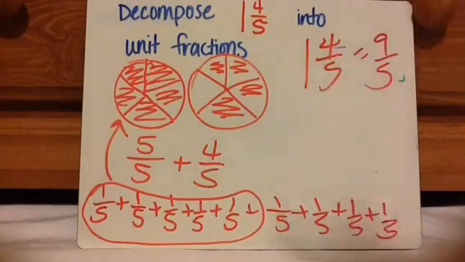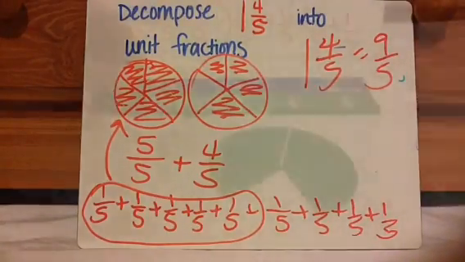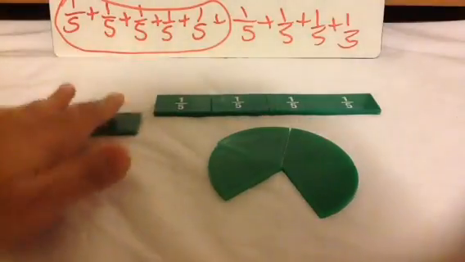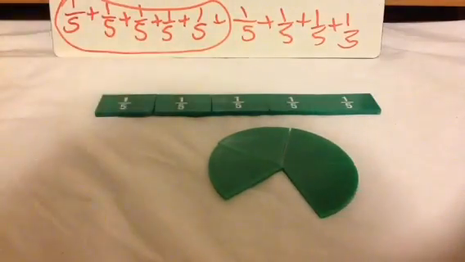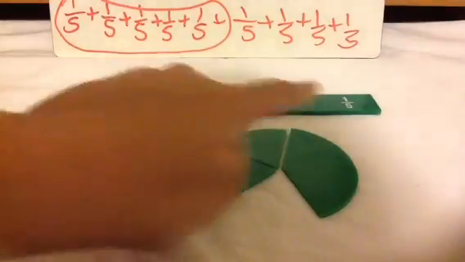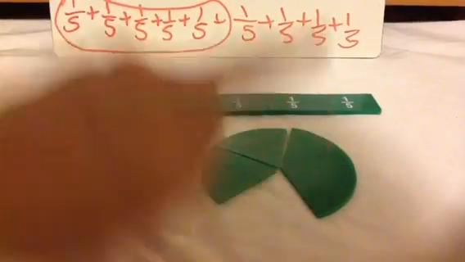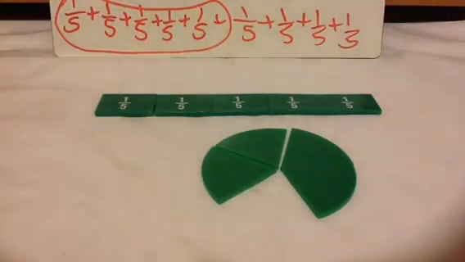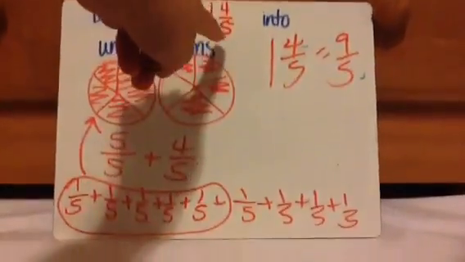Let me get my math manipulatives out so you can see what I'm talking about. So here's one whole, okay? It was 1 whole and 4/5. 1, 2, 3, 4/5 right there. So we want to put this in unit fractions. So what we don't see is that this, you're looking at this as 1 whole and 4/5.